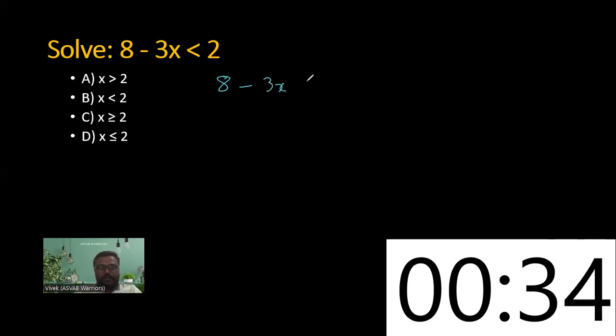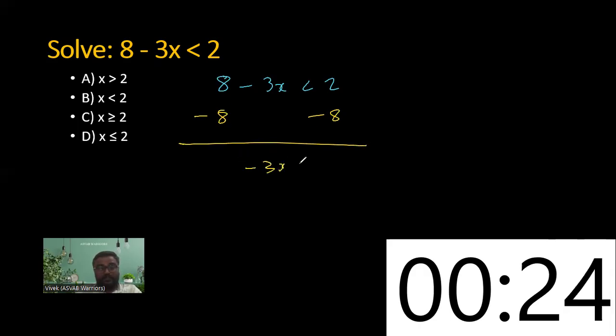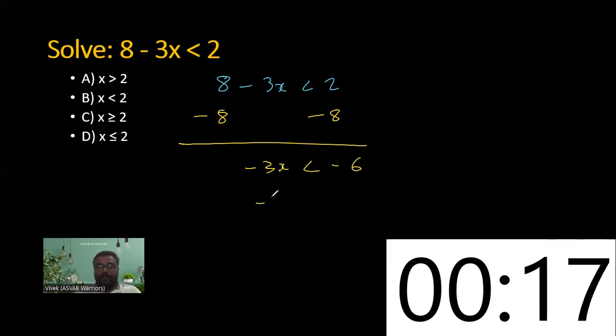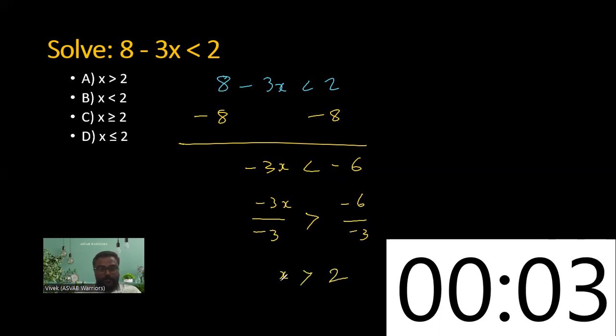8 minus 3x less than 2. So the first thing that I'm going to do is subtract 8 from both sides. 8 minus 8 is 0. This negative 3x will remain as it is, less than 2 minus 8 is negative 6. Now, if I am dividing both sides by a negative number, the inequality will flip. So negative 3 divided by negative 3 becomes positive 1. Negative 6 divided by negative 3 will become 2. So option A is correct.